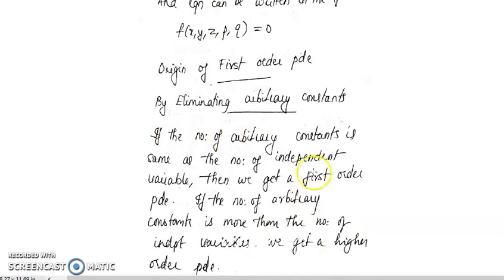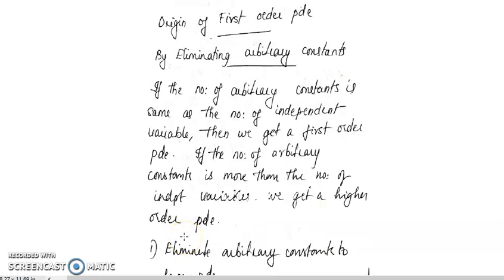If the number of arbitrary constants is the same as the number of independent variables, then we will get a first order PDE. If the number of arbitrary constants and the number of independent variables are equal, then the resulting PDE will be of first order. Now if the number of arbitrary constants is more than the number of independent variables, we will get a higher order PDE. If both numbers are equal, you need to take only the first derivatives.